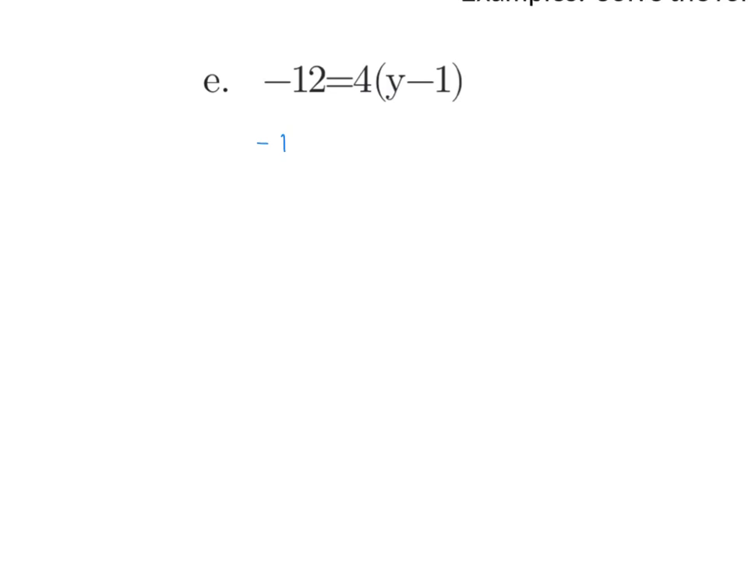We get negative 12 equals 4 times y is 4y. 4 times minus 1 is minus 4. Our next step is we want to go ahead and get our y term by itself. We have all of our variables on the right, so I'm going to move all of my constants to the left. I'm going to add 4.